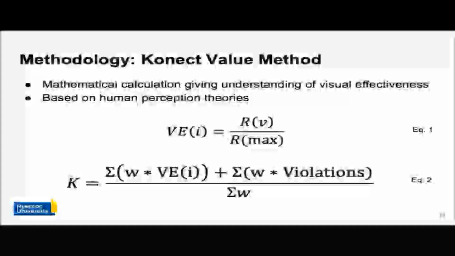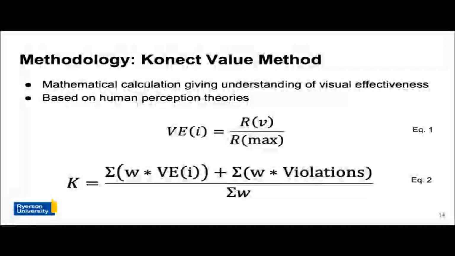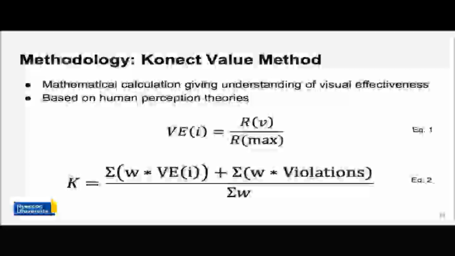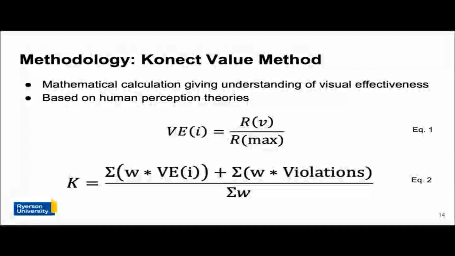Next, each information element is assigned a weight value, W, based on how important to the overall task it is. The violations are then counted. For each design element that is inconsistent, complex in shape, or complex in color, a single count violation is added. The connect value is finally calculated using the summation shown in equation 2.